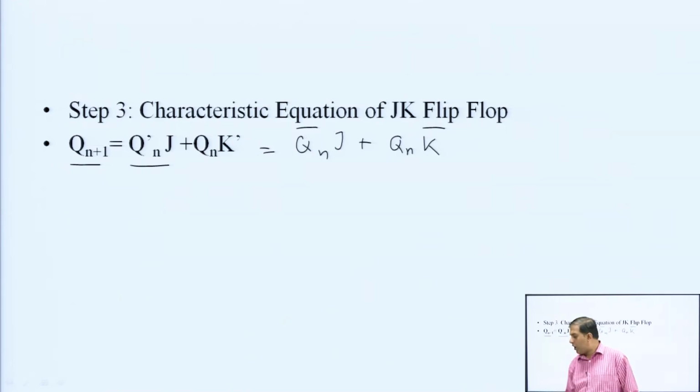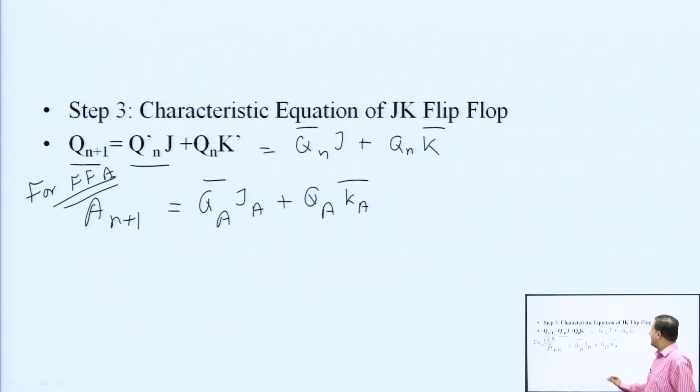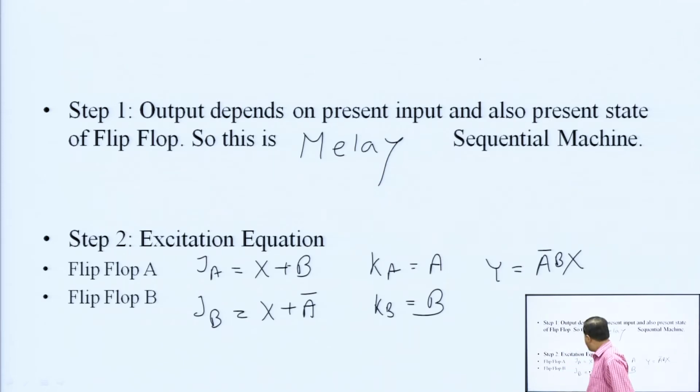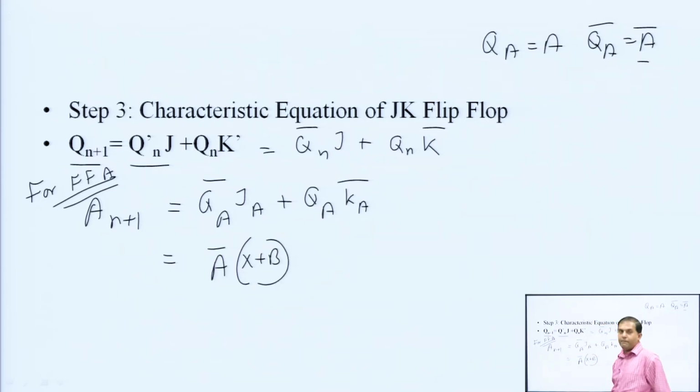So, what will be the next state of flip flop A, A n plus 1? It will be Q A bar J A plus Q A K A bar, and we are writing Q A is equal to A and Q A bar is equal to A bar. Right. So, what will be the value of J? The value of J is X plus B. So, we will write J is equal to X plus B and Q A bar is equal to A bar. So, we will write it like that, A bar times X plus B. Is it clear? And what is Q A? Q A is A, and what is K A bar?